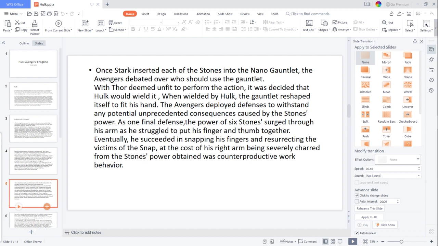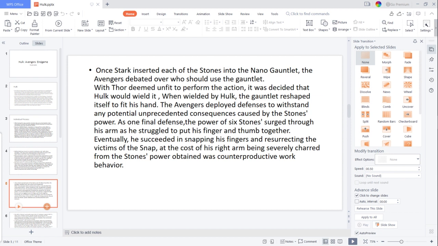Once Stark entrusted each of the stones into the Nano Gauntlet, the Avengers debated who should use the gauntlet. With Thor deemed unfit to perform the action, it was decided Hulk would wield it. When wielded by Hulk, the gauntlet adjusted itself to fit his hand. The Avengers deployed defenses within the facility against potential undesirable consequences caused by the stones' power.